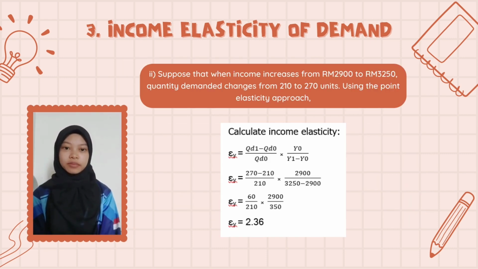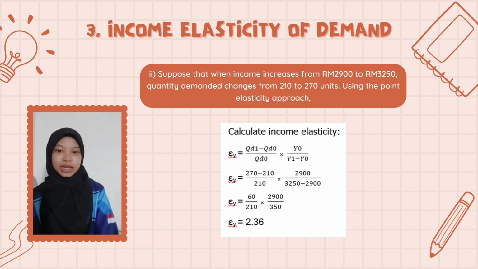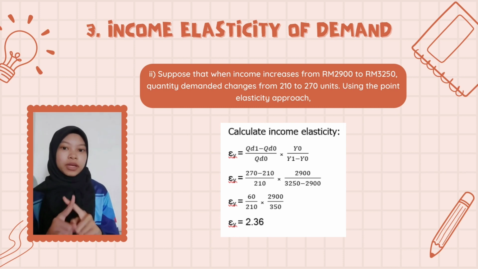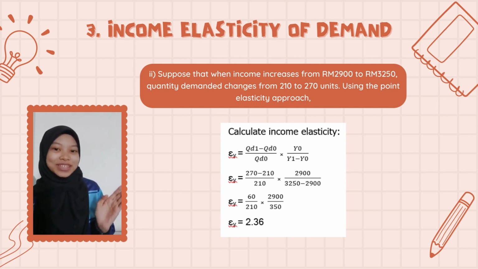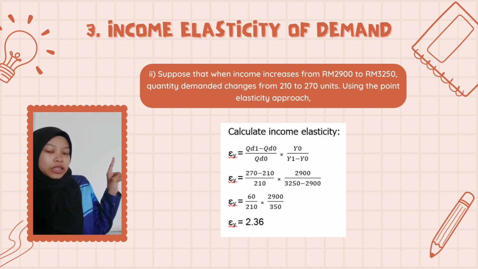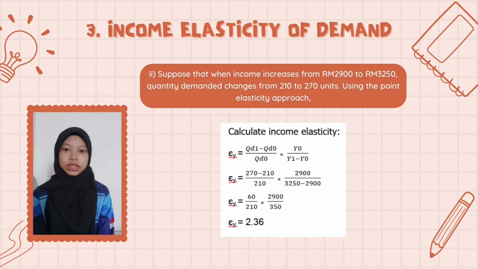Second, suppose that when income increased from 2,900 to 3,250, quantity demanded changed from 210 to 270 units. By using the point elasticity approach, calculate the income elasticity. The formula is elasticity equals new quantity demanded minus old quantity demanded, divided by old quantity demanded, multiplied by old consumer income divided by new consumer income minus old consumer income. Put the data in the formula and the answer that I got is elasticity equal to 2.36.